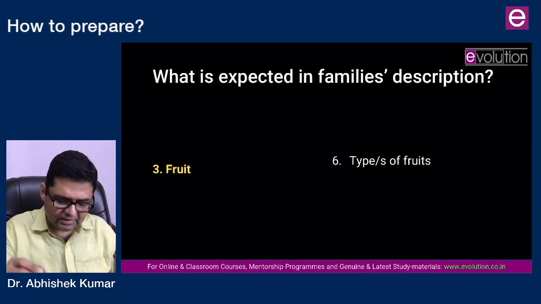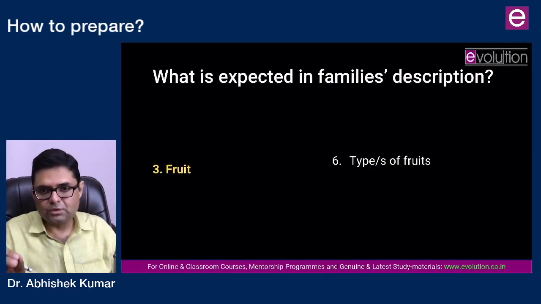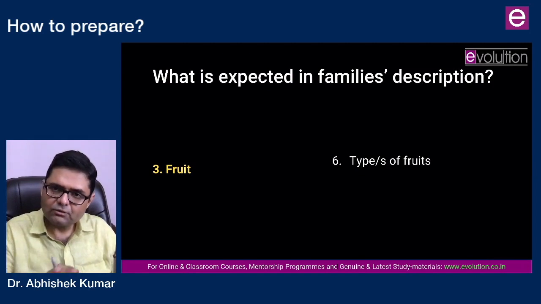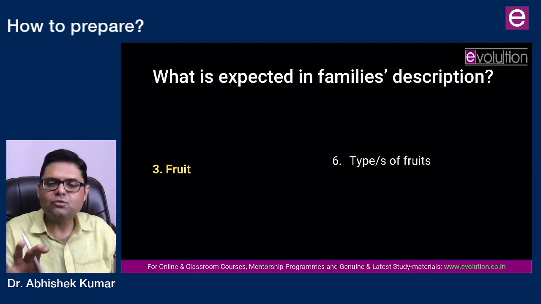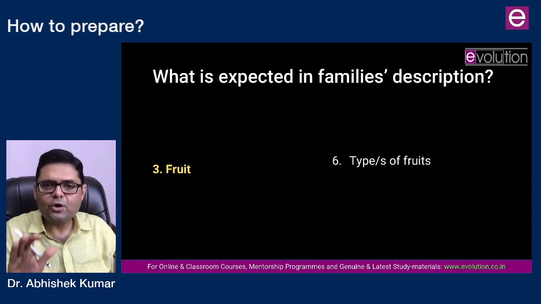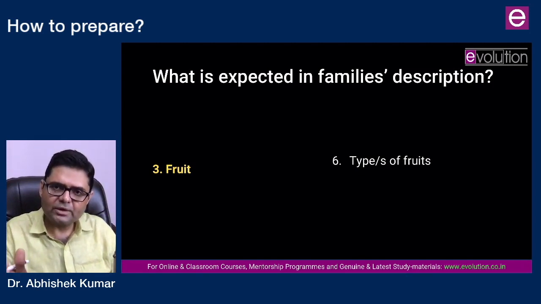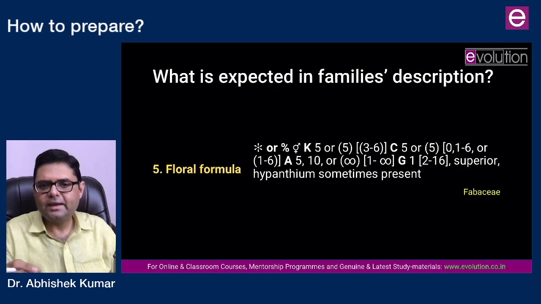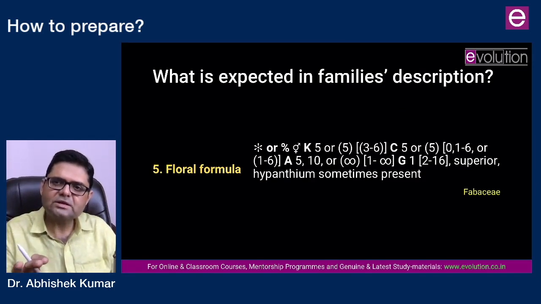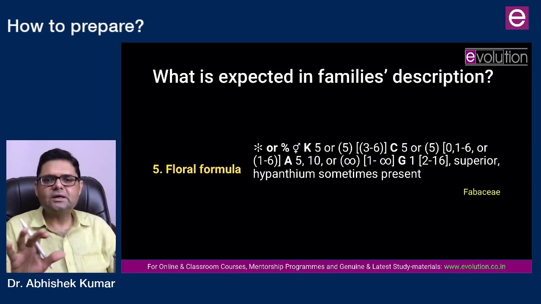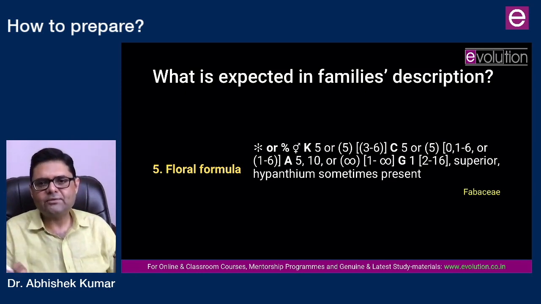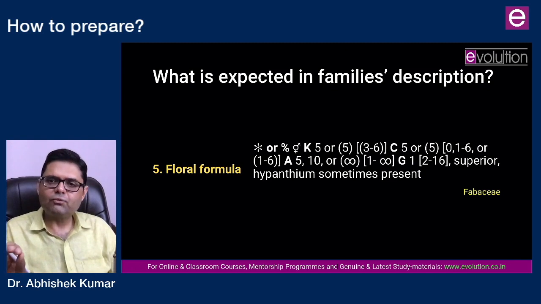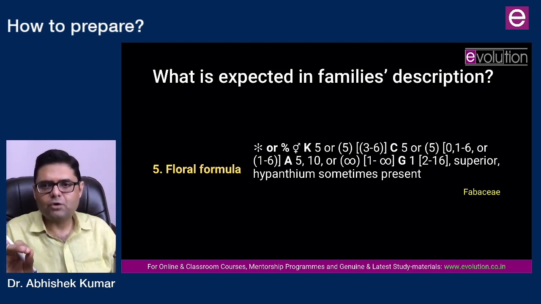Once you are done with that, then fruit. So you have described the floral characters, then you come to fruit. What are the type or types of fruits that you encounter in the members of this family? And finally, economic significance. But before you go to economic significance, you will be summarizing the floral character that you have just now described. So for the family, you will need to use floral formula.